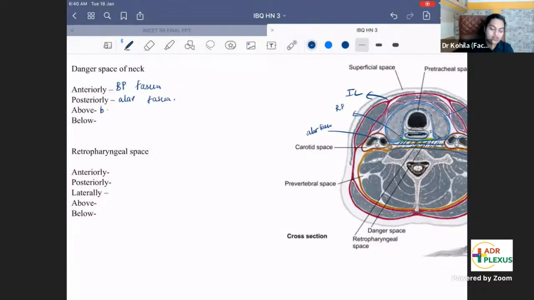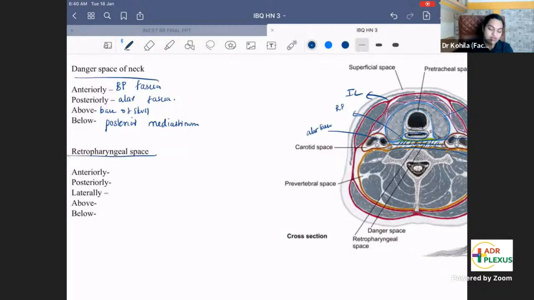Above, base of skull. Below, what happens? Since it is going to cover the anterior surface of the vertebra, the body of the vertebra, it goes all the way down up to the diaphragm. It extends down to the posterior mediastinum, which has the important blood vessels of the thorax. So that's why it's called the danger space of neck.